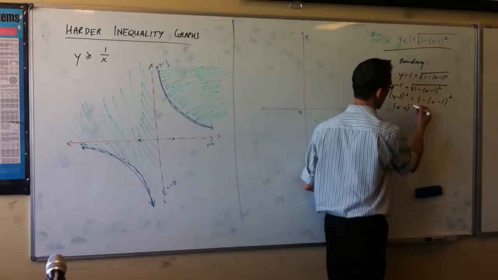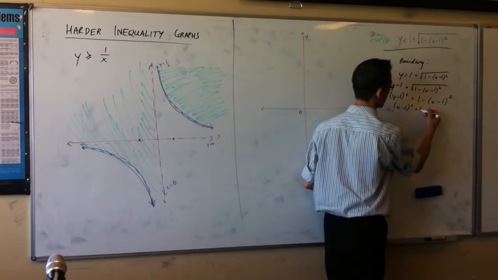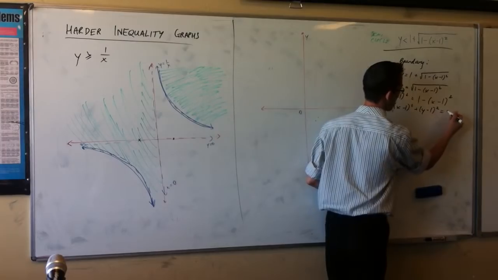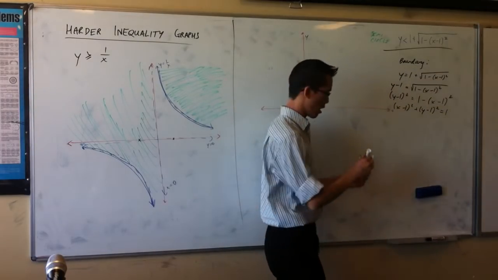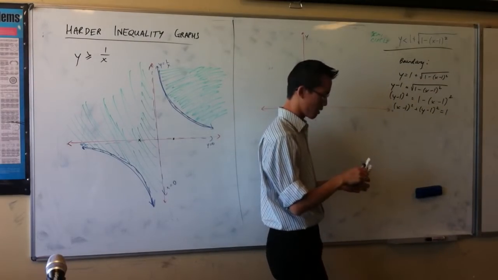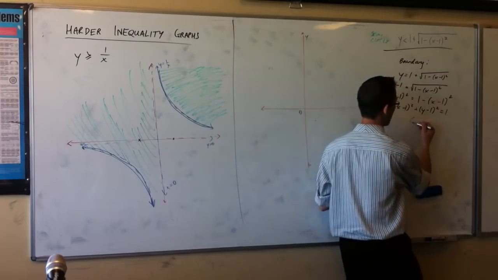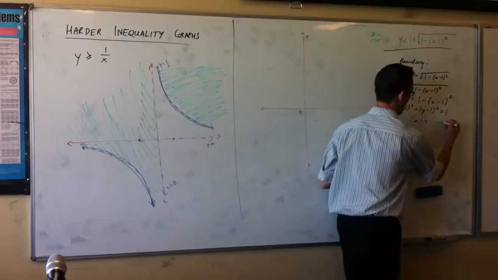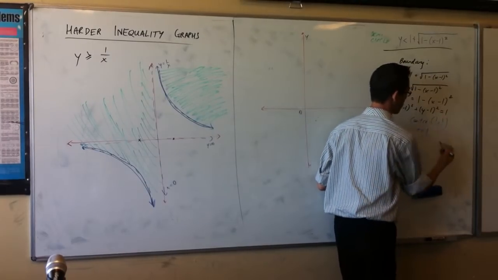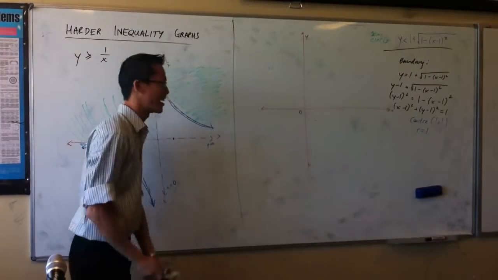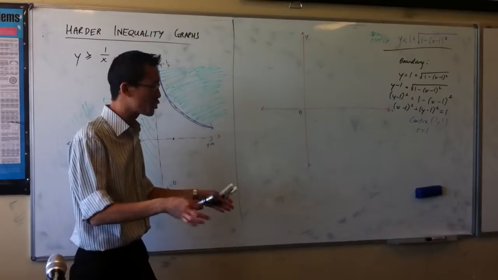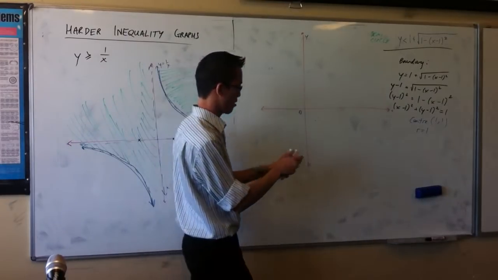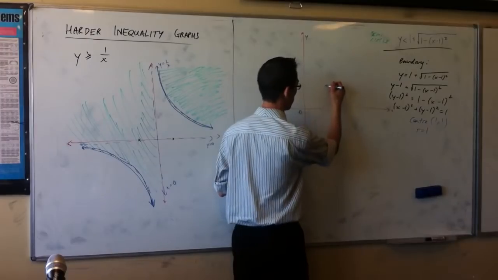And now I can recognize the features of this. I can now read off, because it's in general form, that the center of this circle is at (1, 1). And its radius is also equal to 1. That's convenient, isn't it? Alright. So now I can start to draw this. I can say my center will be (1, 1) up here.